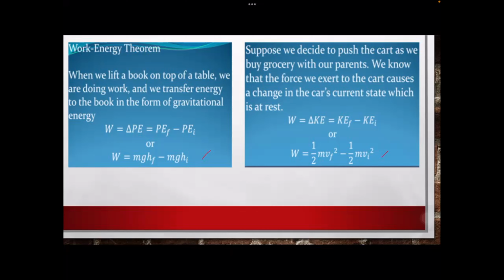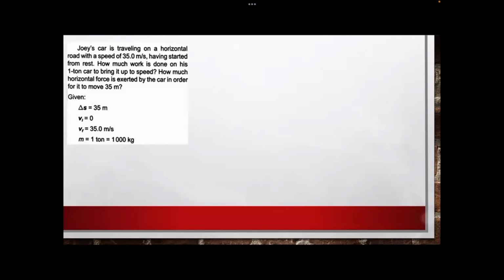Yan. So let's have the example. Let's reconnect muna. Okay, so the problem here is Joey's car is traveling on a horizontal road with a speed of 35 meters per second. Having started from rest, how much work is done on his 1-ton car to bring it up to speed? How much horizontal force is exerted by the car in order for it to move 35 meters?